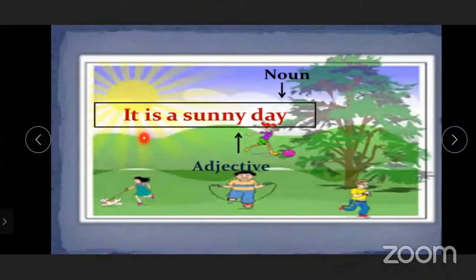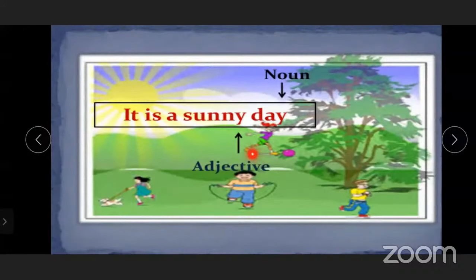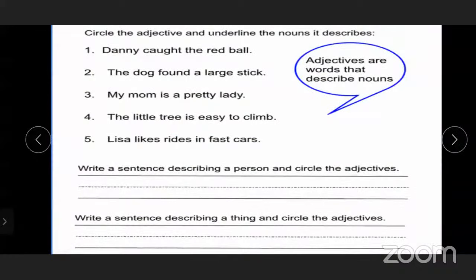Now, read this. It is a sunny day. Here, which word is the noun? Day. And how is the day? Sunny. So this sunny is an adjective. Now, circle the adjective and underline the noun it describes. Read this first sentence: Danny caught the red ball.